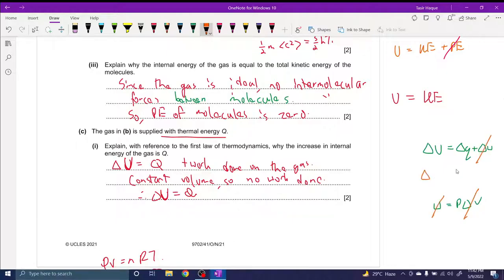So all the heat supplied will go to internal energy. If the gas expanded, some work would be done by the gas, so not all of it would be converted to the change in internal energy. But here, according to the formula, the increase in internal energy del U is equal to Q plus work done on the gas. Since it has constant volume, no work is done. That is why del U is equal to Q.